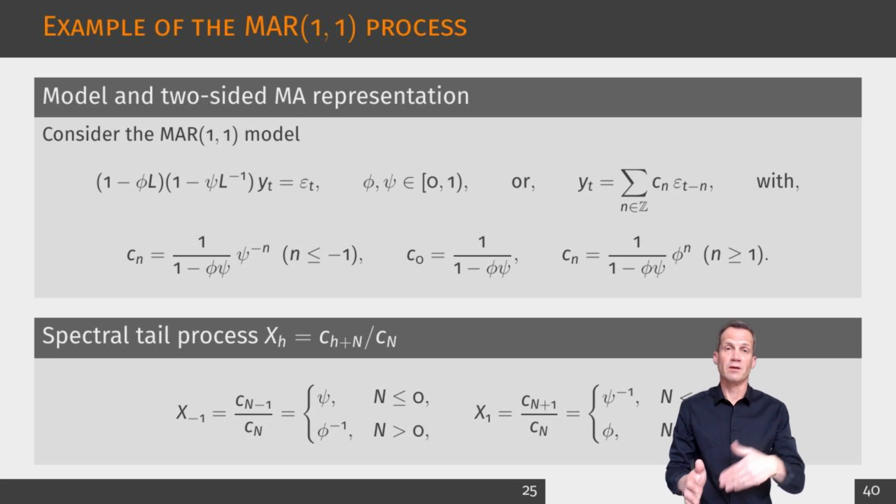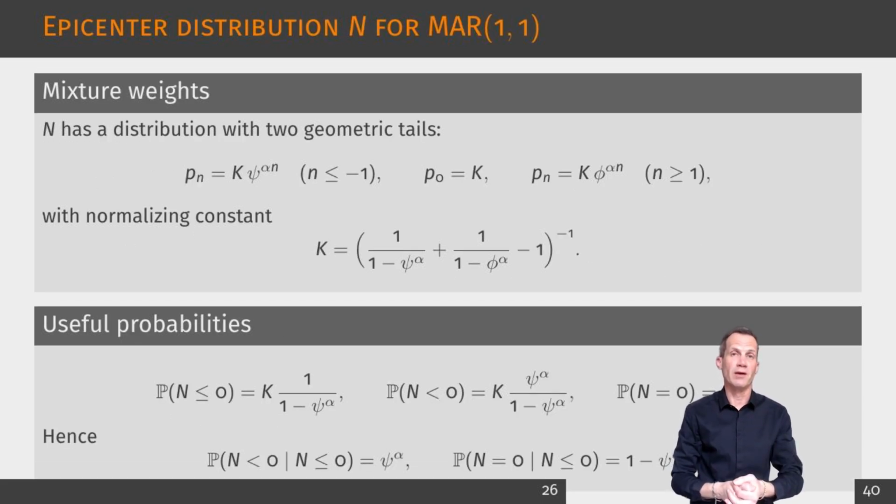Here we characterize the epicenter distribution n for MAR(1,1). Because the MA coefficients are geometric on each side, the single big jump weights generate a distribution with two geometric tails. Probabilities decay like psi raised to alpha times the distance for negative indices, and like phi raised to alpha times the index for positive indices, with a normalizing constant k that depends on both tails. The slide lists useful aggregated probabilities: the probability that the epicenter is on the non-causal side, the probability it is strictly negative, and the boundary probability n equals 0.